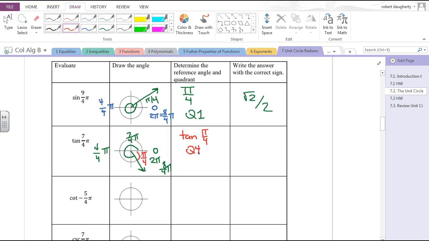in the 4th quadrant. So the tangent of pi over 4, that is y over x. So at pi over 4, go to your unit circle. The y value is square root of 2 over 2. The x value is square root of 2 over 2. So y over x is just the square root of 2 over 2 divided by square root of 2 over 2. And since I'm in the 4th quadrant, I know the tangent will be negative. So this answer is -1.